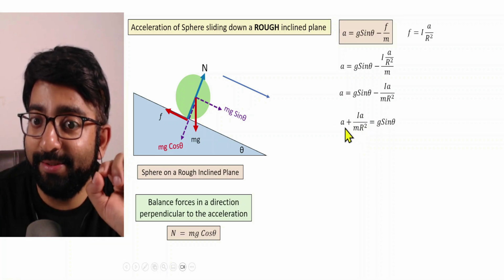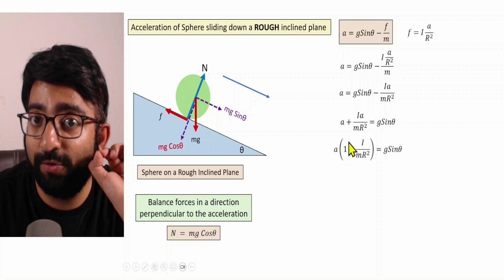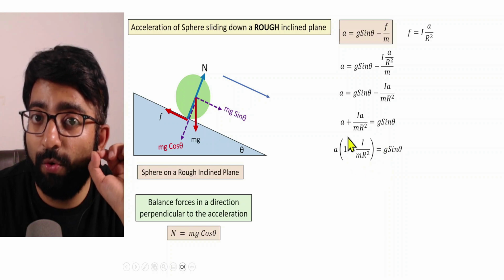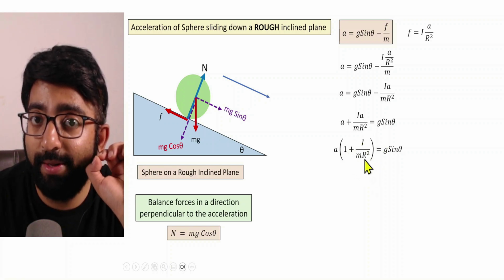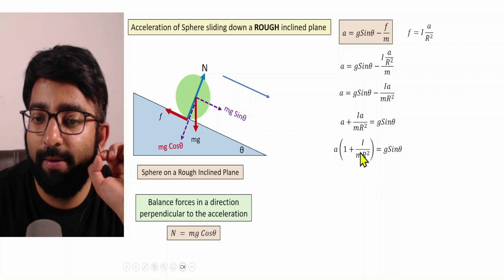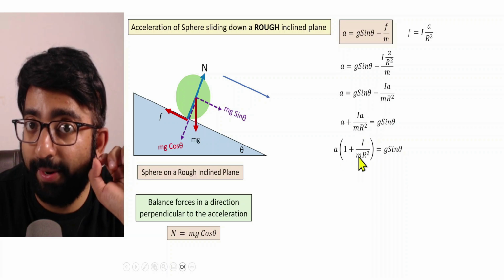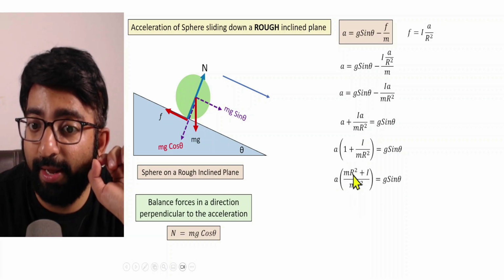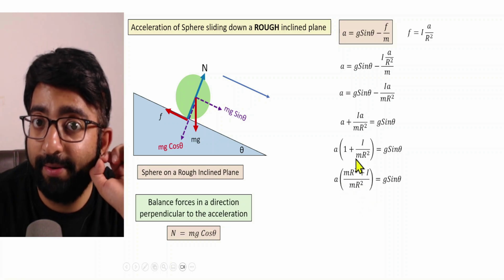We have to make A as the subject. Now both of these terms have A in it. So we will take A as common and the rest of the terms will go in the bracket. So we will get 1 plus I upon MR square in the bracket and A is common. On the right hand side, we have g sine theta. If we simplify this bracket by taking the LCM, we will get MR square plus I divided by MR square in the bracket.